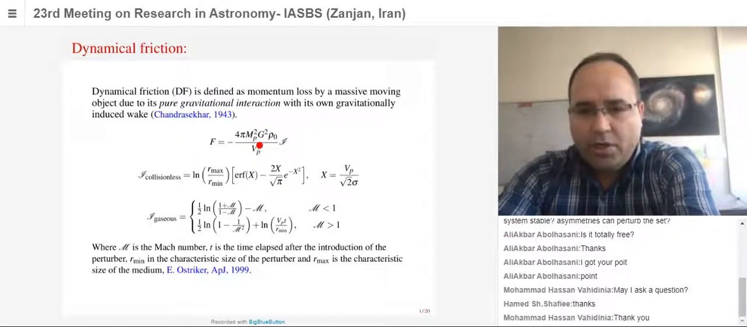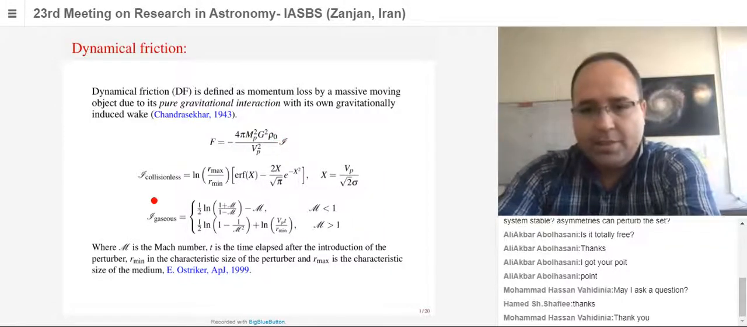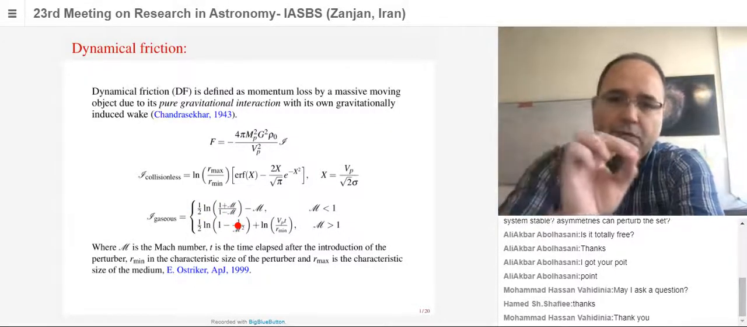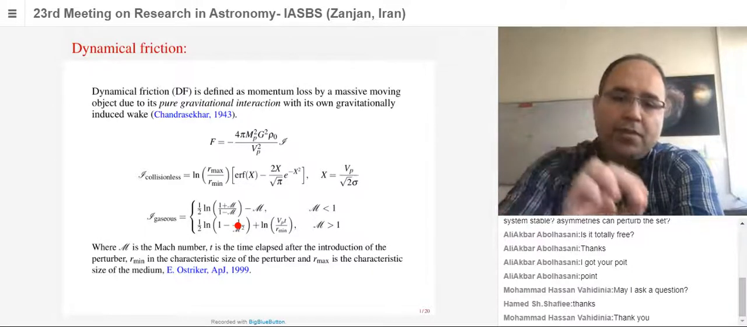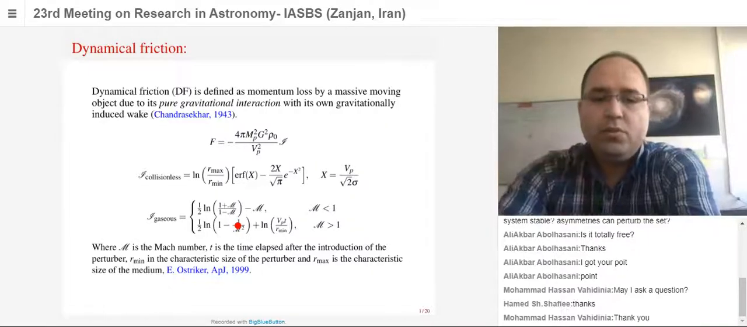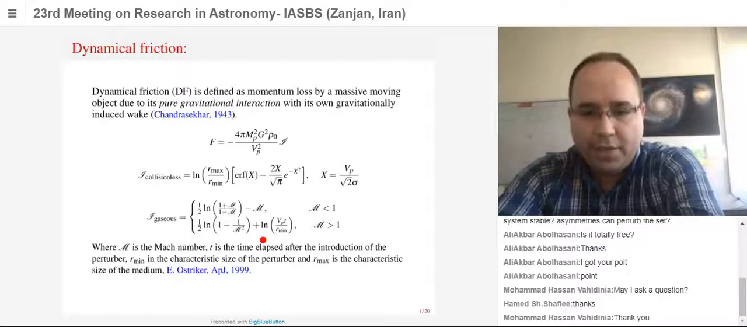As you see here, the mass and the velocity of the perturber are very important, and also there is a function I here, and for a collisionless system or a gaseous system, it's different. And for a gaseous system, we see that when the velocity of the perturber reaches the sound speed, then the friction will be much higher than the collisionless case.